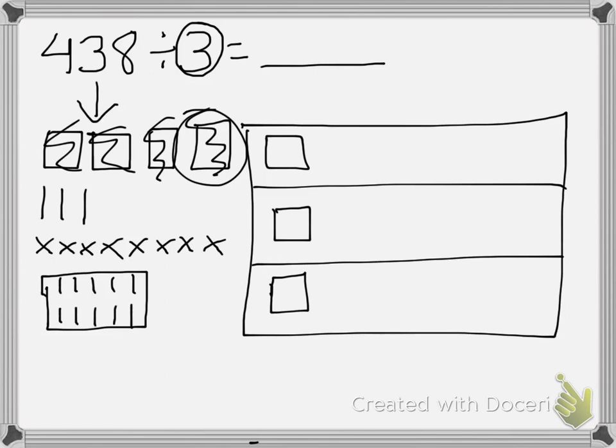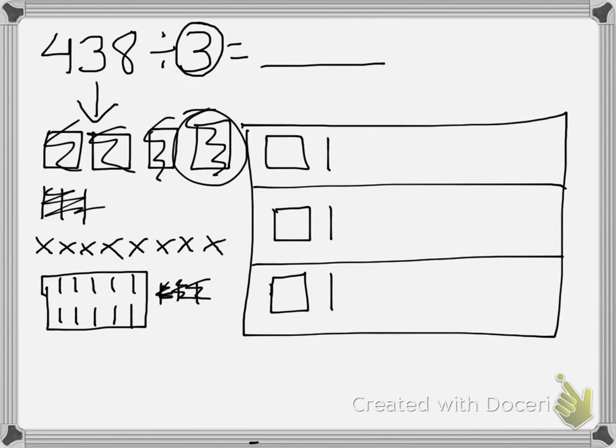And just to keep all my tens together, I'm going to move these 3 tens right next to them. That way I won't forget to divide them. So I see I have 3 sections. So I'm going to go ahead and put those 3. 1, 2, 3.